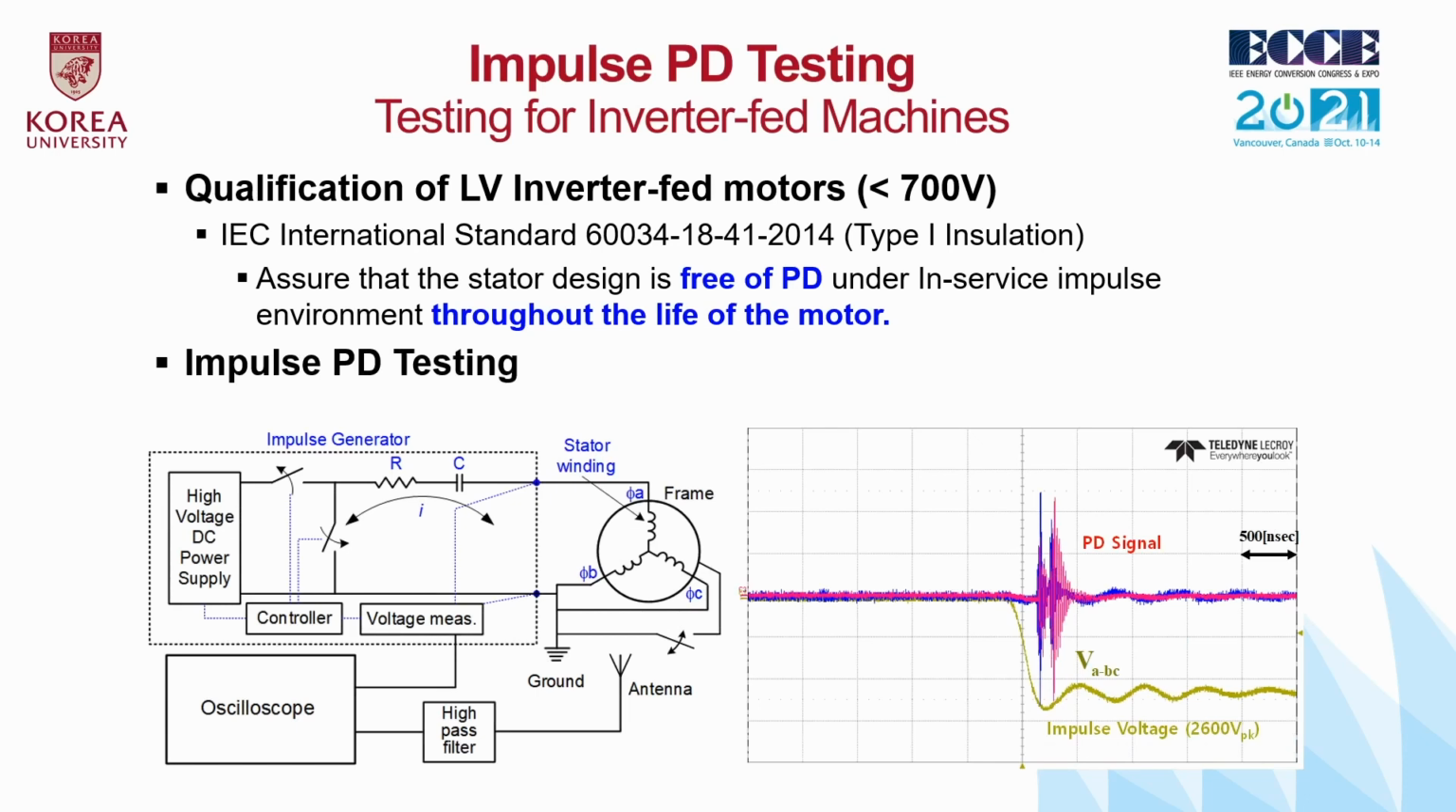The impulse PD test is usually performed with a commercial surge tester. The waveform below shows the impulse voltage and PD pulses captured by a UHF radio antenna with an oscilloscope.